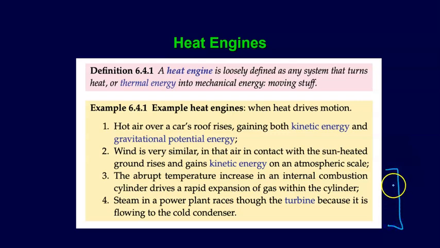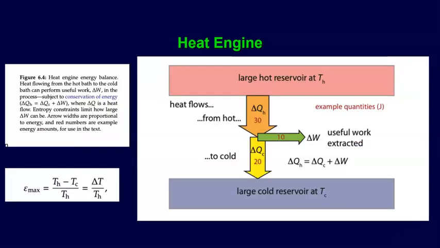And here from the text are a couple different examples of this. Probably the most useful for us would be number 3, which is a car engine: the abrupt temperature increase in an internal combustion cylinder drives a rapid expansion of gas within the cylinder, which then can be used to turn something around, making the wheels turn. And then steam in a power plant races through a turbine because it is flowing to the cold condenser. That's basically a description of a power plant. And so we're going to look at the model that describes all of these things, but with a special emphasis on 3 and 4.